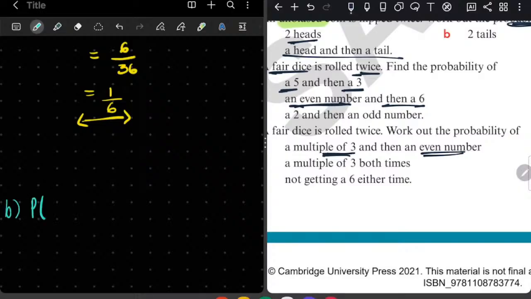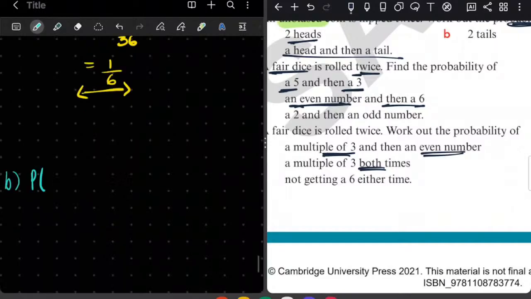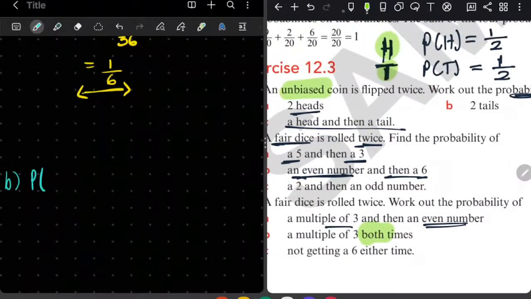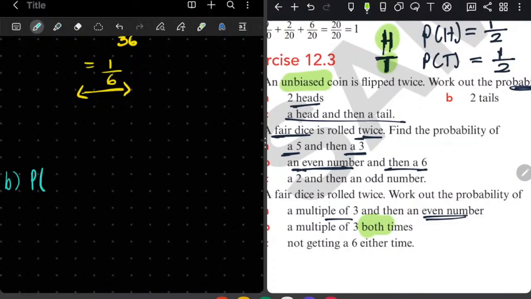Probability of, here they say, multiple of 3 both times. What did I say we do when we see the word both? Use what I told you, don't use what you think. What do you do when you see the word both? Yes, it becomes and. So if they say 3 both times, it means 3 and 3.